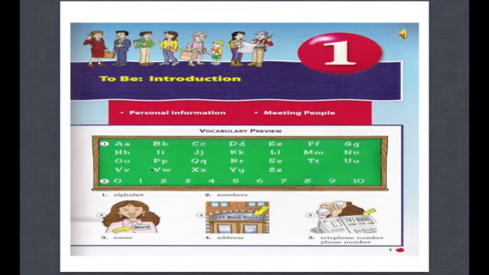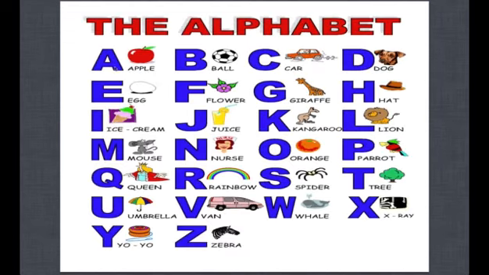Now let's take examples on each of these alphabet letters. Here we have an example on each letter. Now let's look at the first one. We have A, apple. B, ball. C, car. D, dog. E, egg. F, flower. G, giraffe. H, hat. I, ice cream. J, juice.